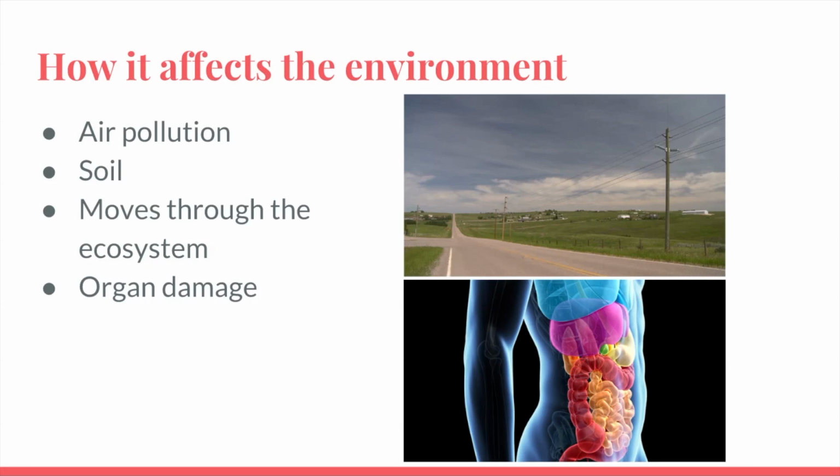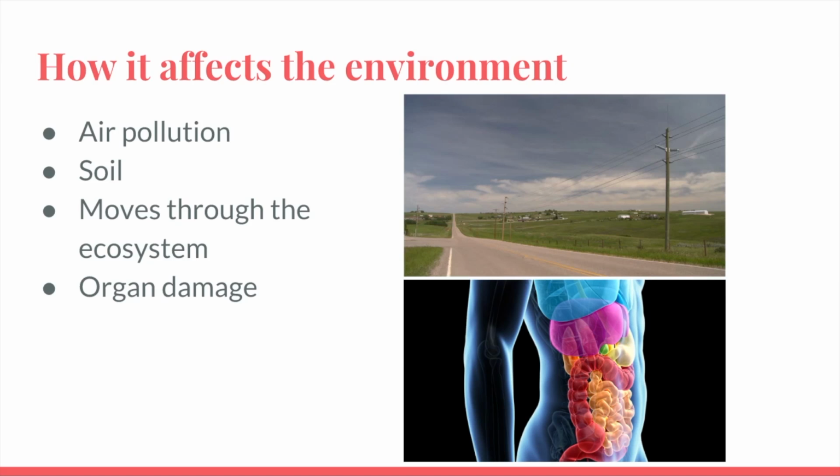How does lead affect the environment? Lead pollutes the air and the soil. As you can see here on the top picture, the soil, there's a farm maybe next to a big road, if this road was more busy. Cars emit the lead within them, which then the soil absorbs because it is in the air.